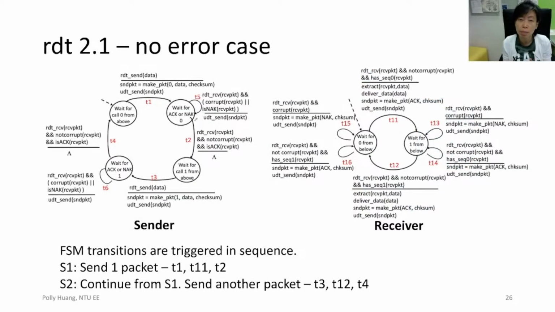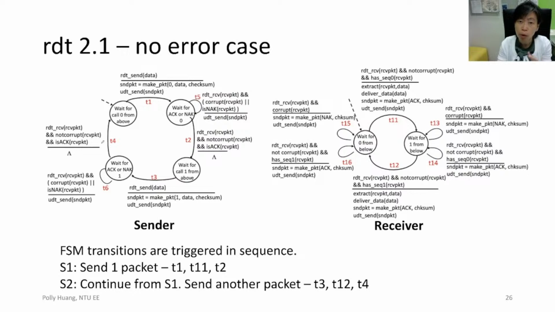Now let's use a couple of very simple scenarios to demonstrate how the sender and the receiver interact. So this is our RDT 2.1, no error case, and the scenario is simply first to send one packet, and then second, continue and send yet another packet. Okay. So our goal is to find out all the transitions being triggered until it reaches the steady state.